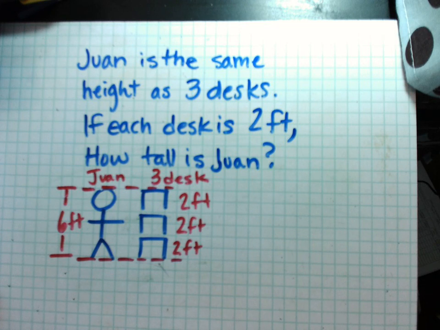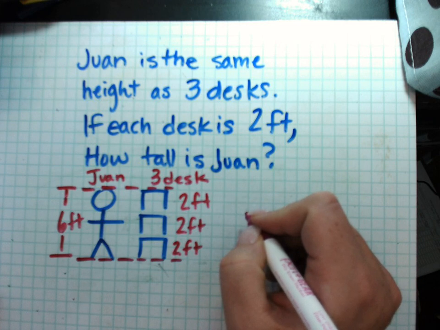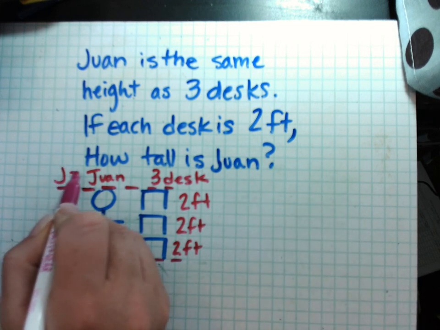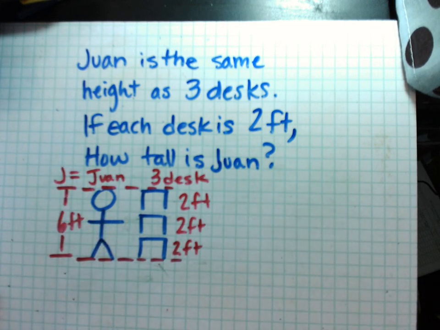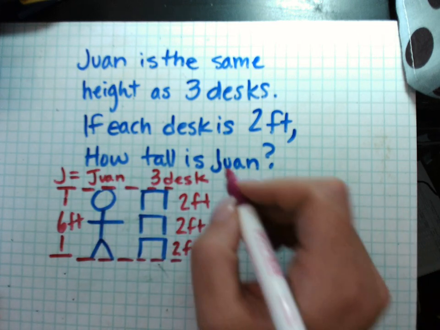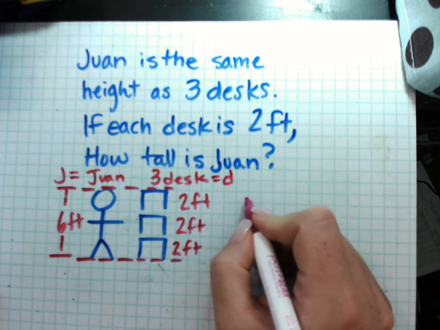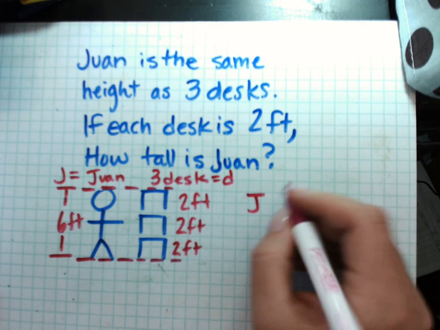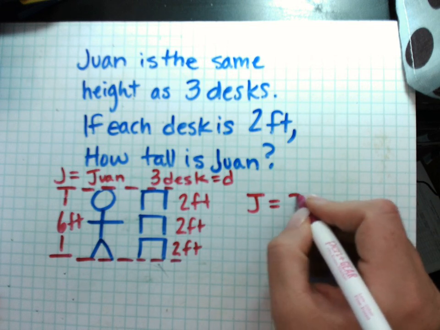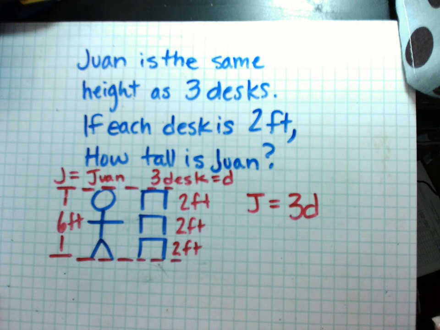Okay, but I'm going to show you how to make this in algebra. So I'm going to say the letter J is for Juan. Super easy. And then for 3 desks, I'm going to say that a desk is the letter D. So Juan is as tall as 3 desks. That is one way to write the equation.